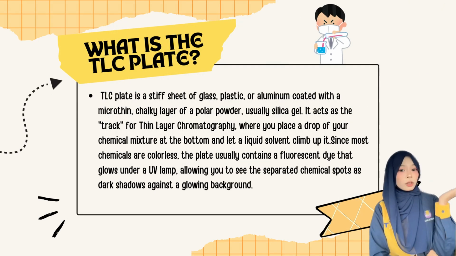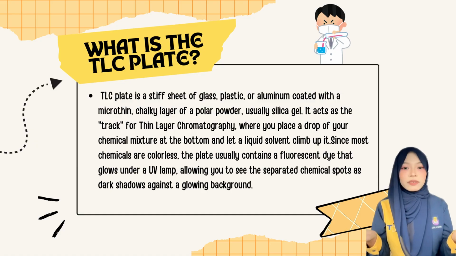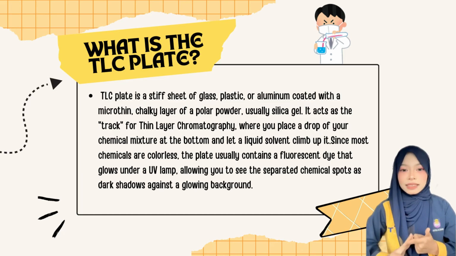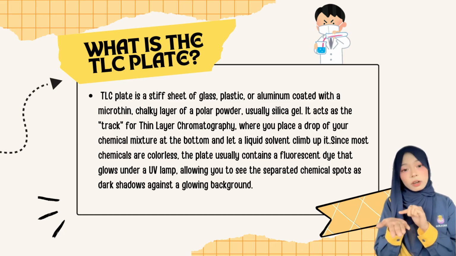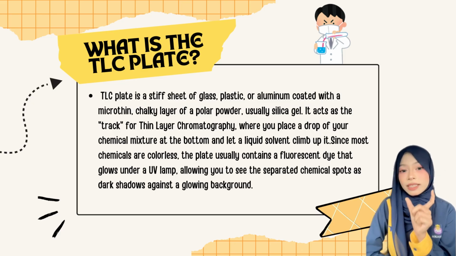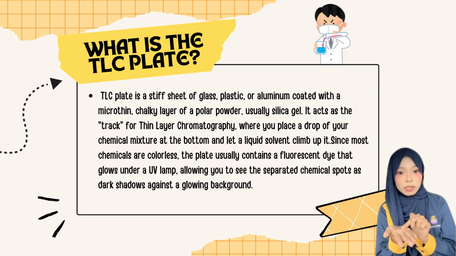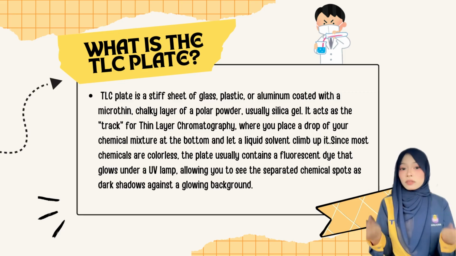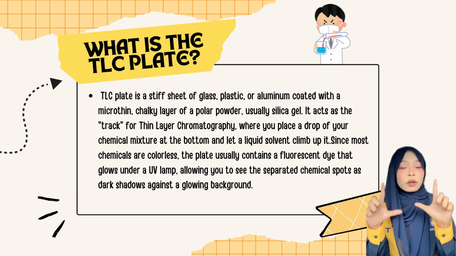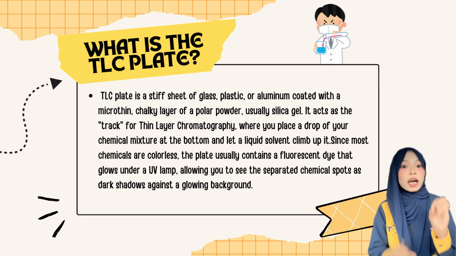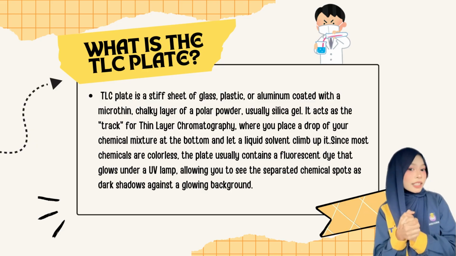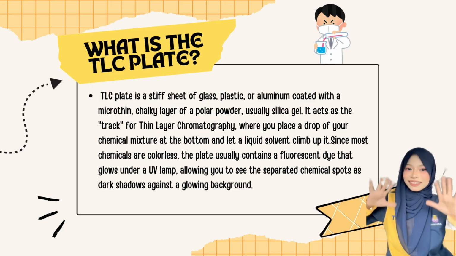Then, what is the thin layer chromatography plate? A thin layer chromatography plate, in short TLC plate, is a stiff sheet of glass, aluminium, or plastic that is coated with a micro-thin, chalky layer of polar powder, which is usually silica gel. It functions as the track for the TLC, where you place a drop of your chemical mixture at the bottom and let the liquid solvent climb up it. Since most chemicals are colorless, this plate usually contains a fluorescent dye that glows under the UV light. It allows you to see the separated chemical spots as dark shadows against the glowing background.